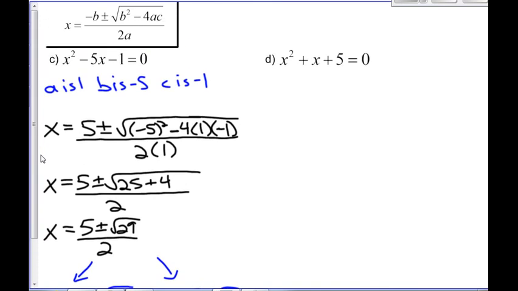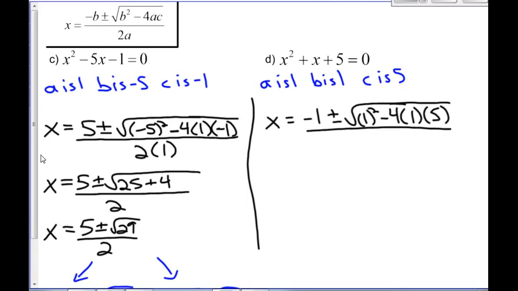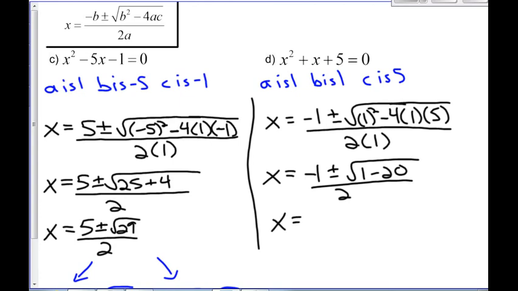Okay, one last one. In this one, a is 1, b is 1, c is 5. Let's set it up. We're pretty good at this point. So negative b plus or minus the square root of b squared minus 4ac all over 2 times a. So that's 1 minus 20 up here, where x is negative 1 plus or minus the square root of negative 19 all over 2.